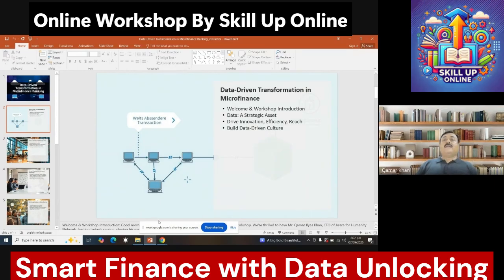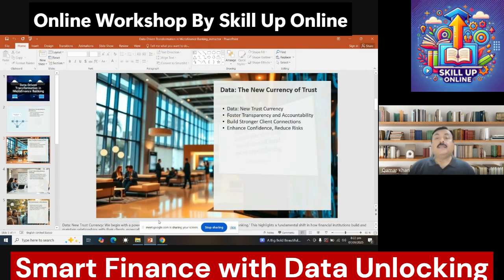What is data transformation in microfinance? Basically, data is a strategic asset, and there is a very powerful saying that data is the new trust currency. What does it mean? Before we discuss this, paraphrase: data is the new currency of trust.